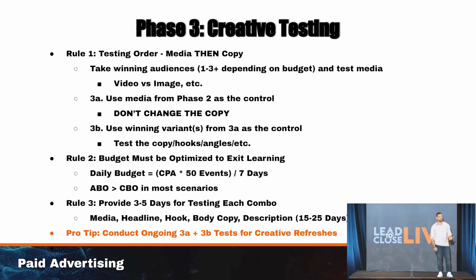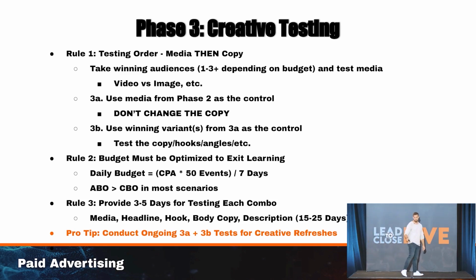Then once you have your media tested, you take your top 2 to 3 winning media combinations, and then you test those against the control of copy. And the order you test the copy is essentially testing your media, then your headline, then your hook, then your body, and if you're feeling froggy, you can test your description. Me personally, I don't test the description, okay? Typically because most of your conversions are going to come from mobile devices and your description rarely shows.